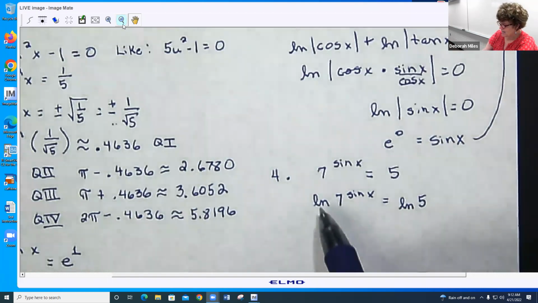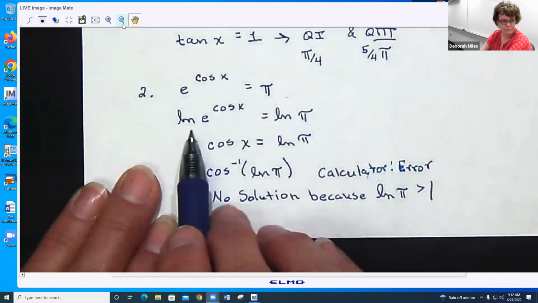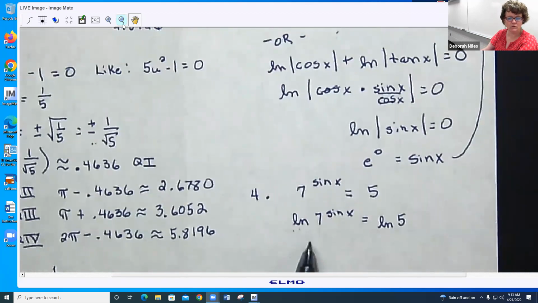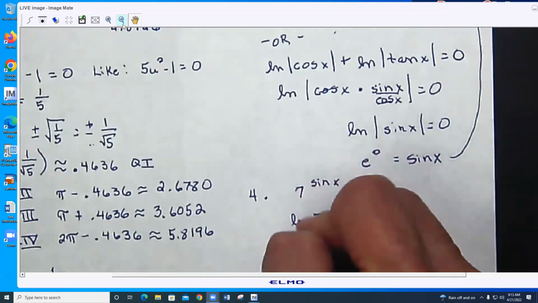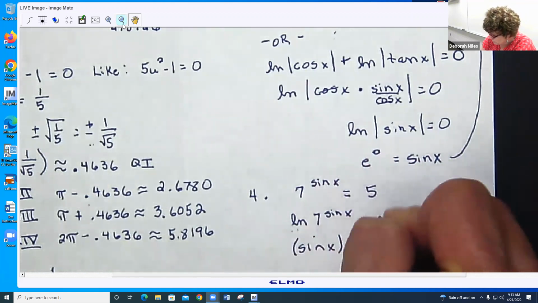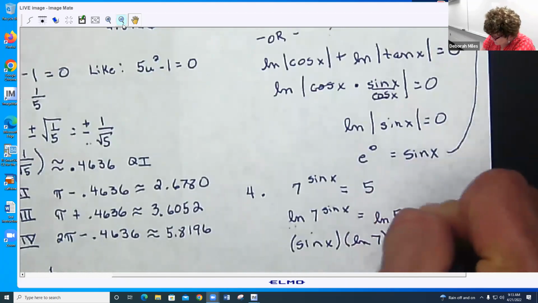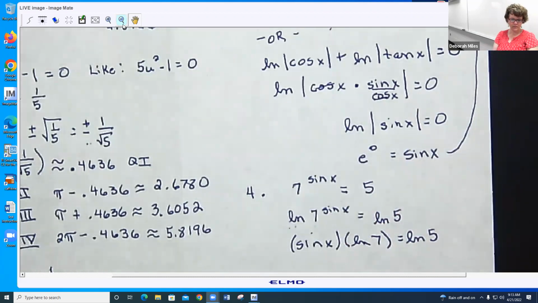And I can't say natural log and 7 undo each other. Like I said, natural log and base e undo each other. But what can I do? Why did I take the natural log of both sides? You can put the sine x in front of the natural log. Yes, sine x times natural log of 7. And I'm just putting both of those in parentheses to make it really clear to my eyeballs that sine x isn't part of the argument of this natural log. Then what could I do?